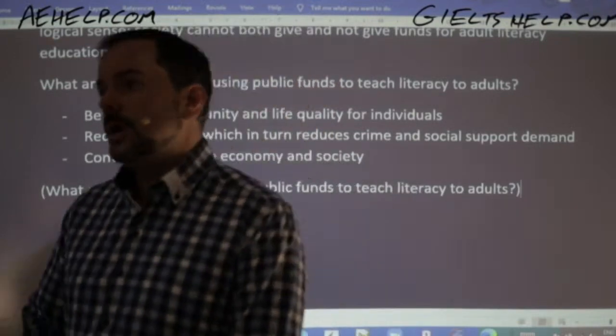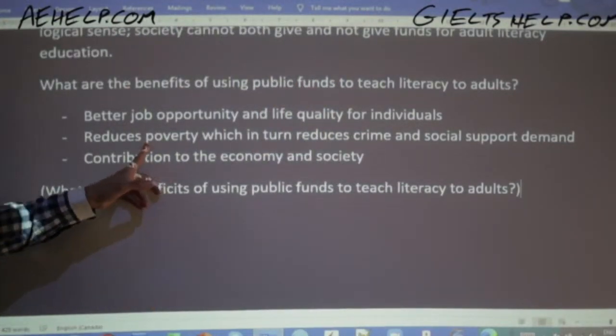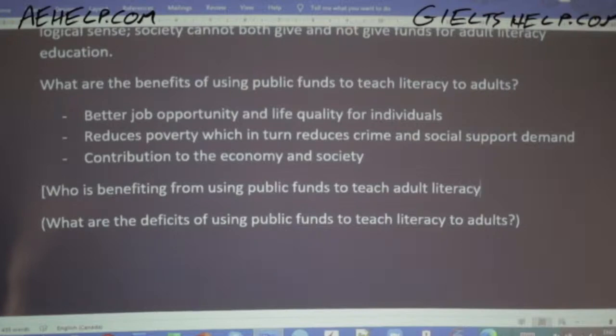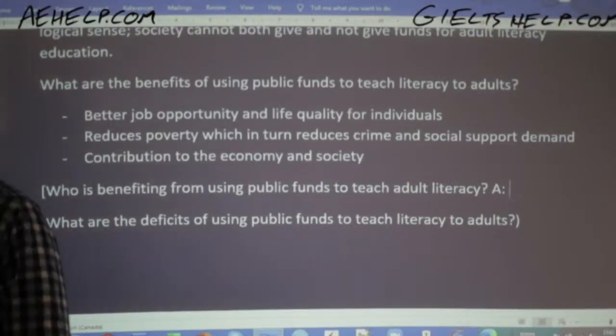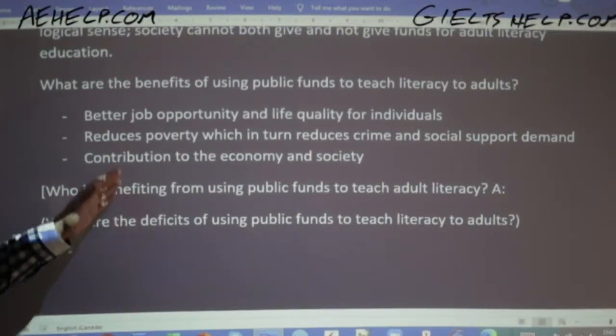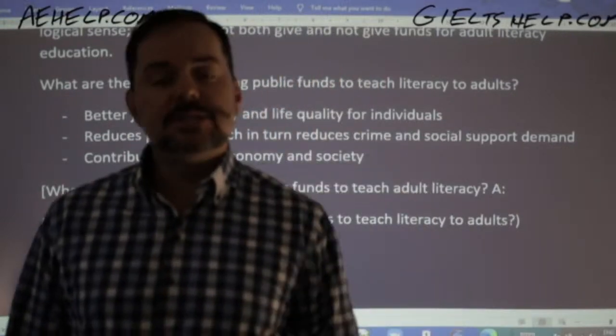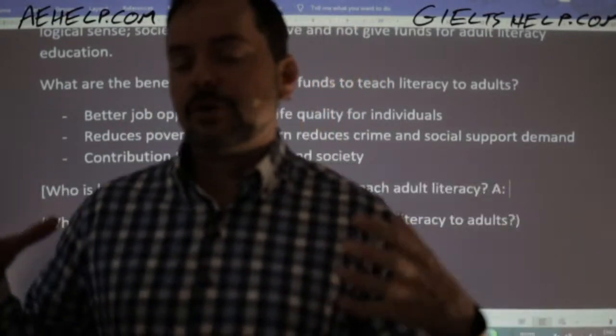So what's the thesis here? So who's benefiting? Okay. This is my next question here. Let me ask this one. Who is benefiting from allocating public funds? Okay, keep this in mind. And once you've gone through this, and once you've had this kind of critical thinking, and you're doing this quickly, this is 3-4 minutes of your 40 minutes for task two.